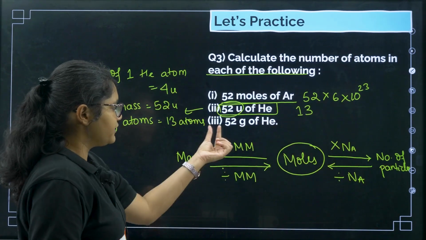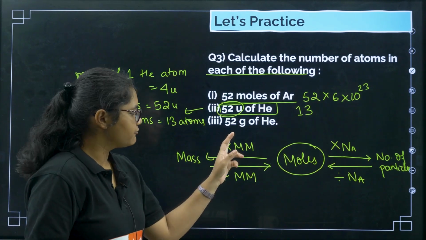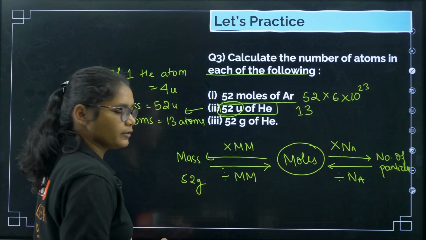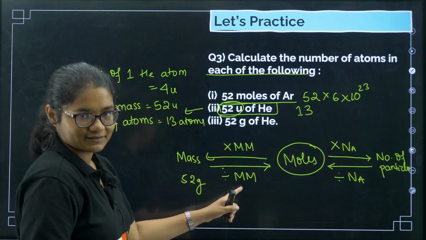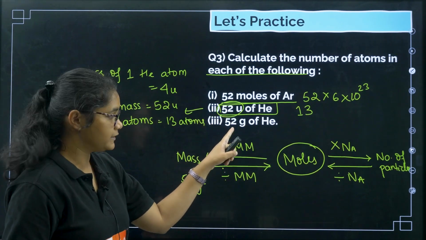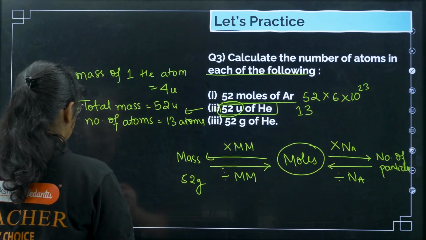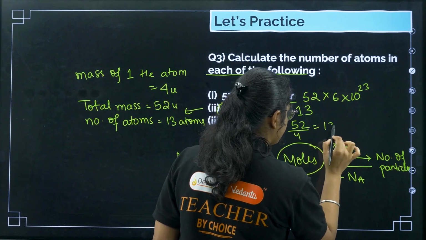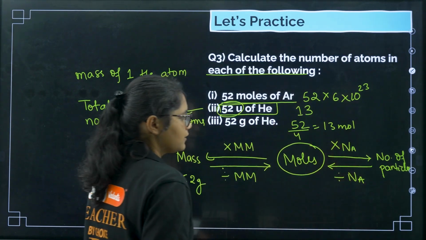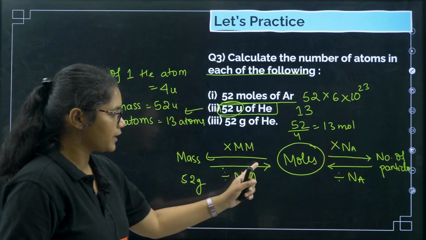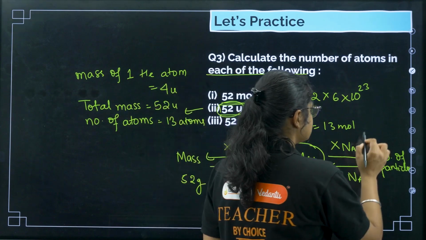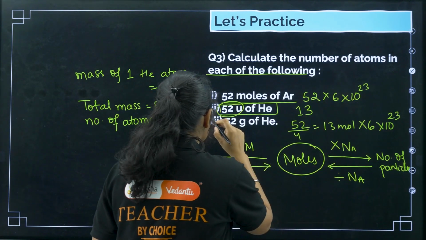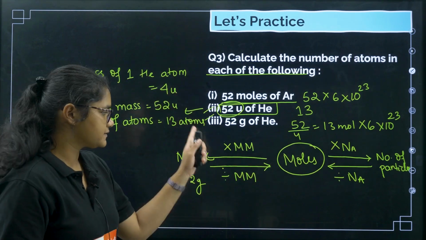Next, 52 gram is given. Now 52 gram of helium, so this mass is what? 52 gram. Now if I divide with the molar mass, here there is atomic mass, here it is molar mass. So if I divide 52 gram by 4 gram, I'll get 13 moles. Okay, understood? 13 moles I am getting. Now again if you want to convert it into number of particles, 13 into 6 into 10 to the power of 23.